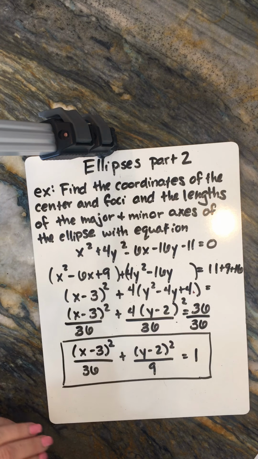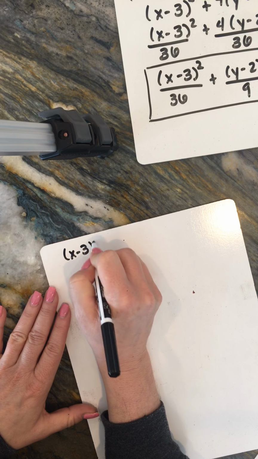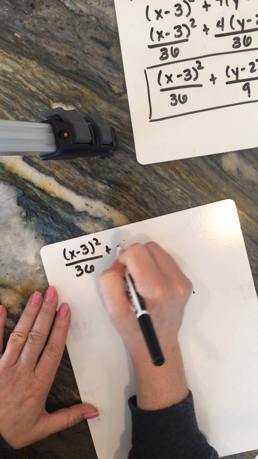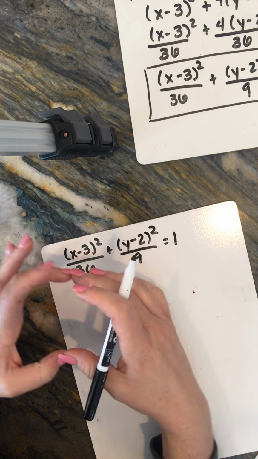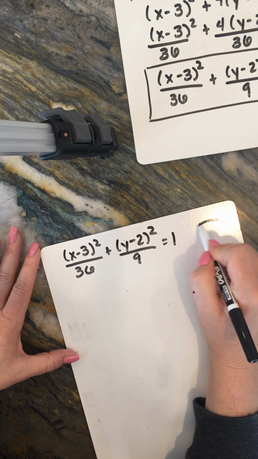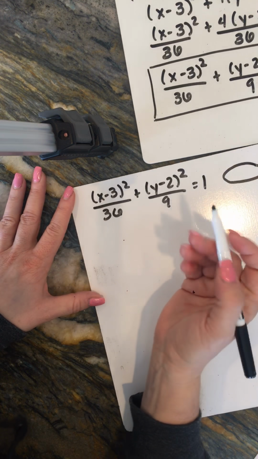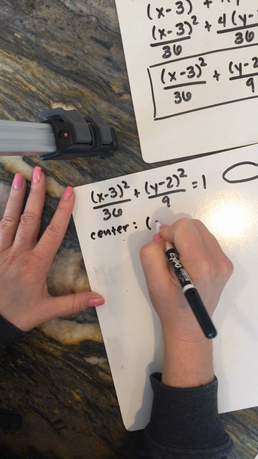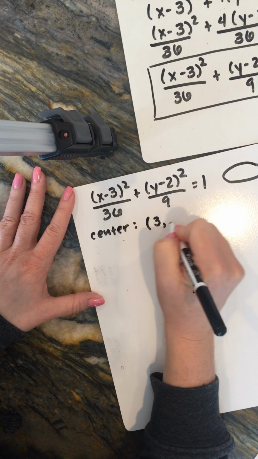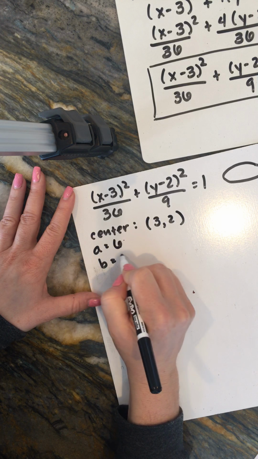All right, so our center is located... Center, I'll rewrite it here, x minus 3 quantity squared plus y minus 2 quantity squared equals 1. Now this is a horizontally oriented ellipse. We know it's going to look like this because this is our major axis and it goes with the x coordinate. So we've got a center at 3, 2. A is equal to 6, B equals 3.